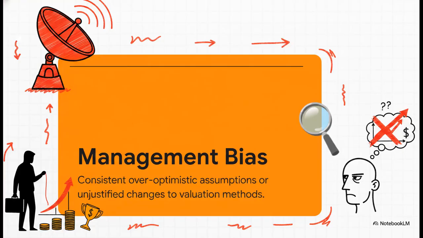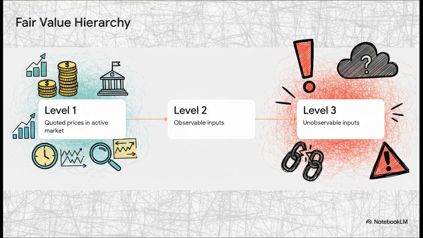Listen, your internal threat radar should be absolutely blaring right now. Management bias is a massive risk. You've got to independently challenge their assumptions. Are they using consistently over-optimistic growth rates just to inflate their asset values? Have they suddenly made unprompted, completely unjustified changes to their methodology just to hit a bonus target? You cannot just accept their word for it. You have to investigate.